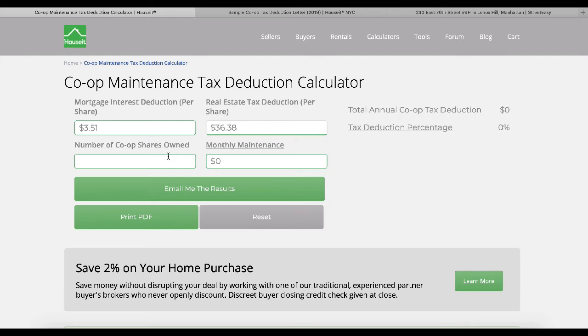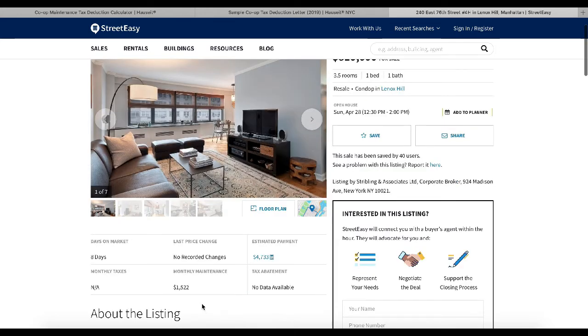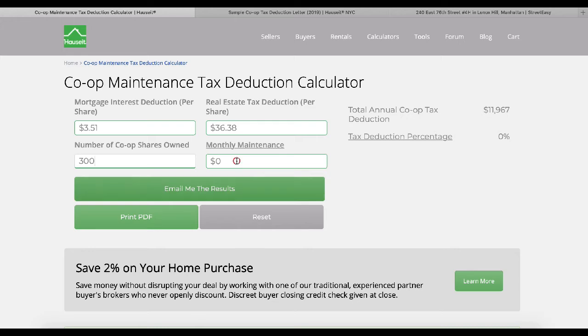Now, the number of co-op shares owned is something that your managing agent would be able to tell you. Alternatively, your real estate attorney would know, and you would put in the number of shares here. Let's just assume in this case that you have 300 shares. And hypothetically, let's say that your property's maintenance is $15.22 a month. We would take $15.22 and drop it in here.